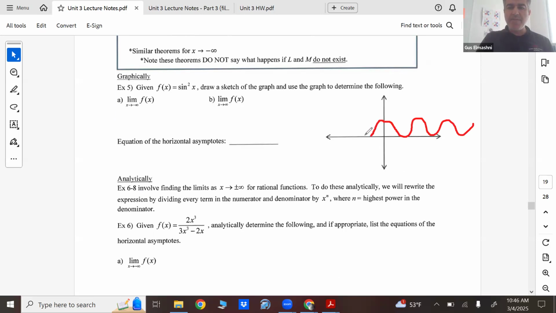Yeah, kind of like a snake, right? By the way, it's never negative because you're squaring sine, right? So it'll be D and E for both. So there is none.